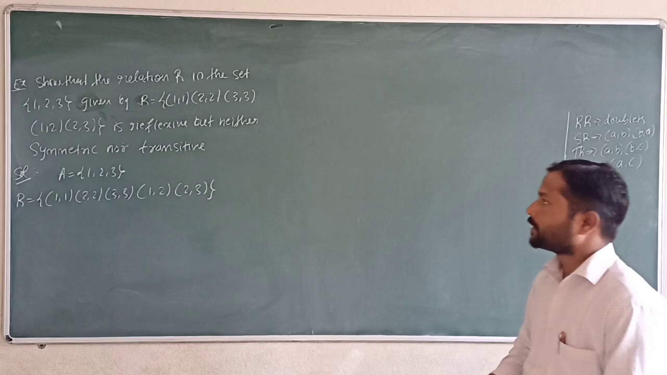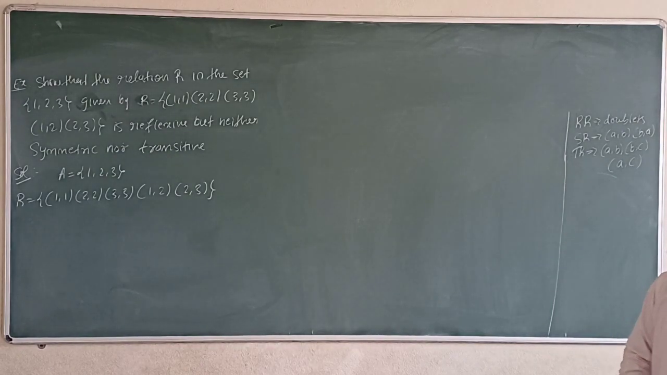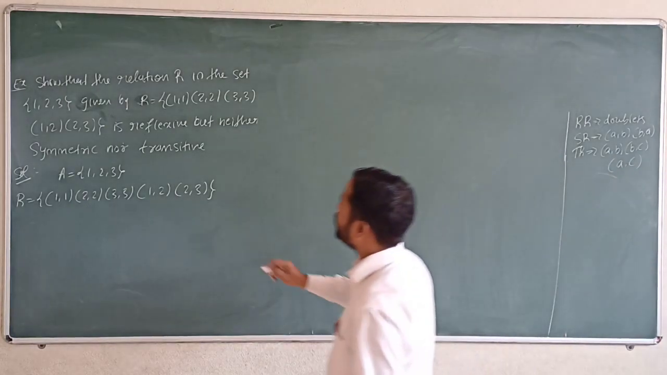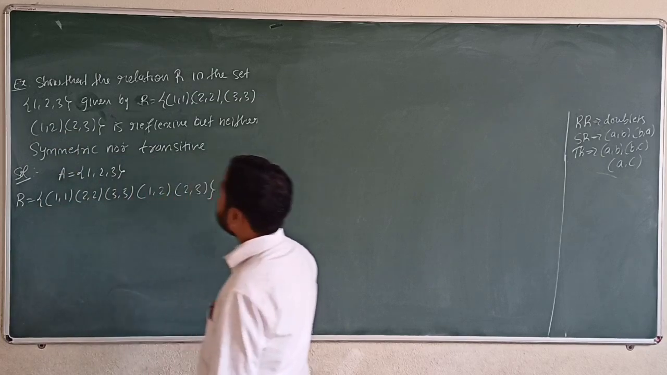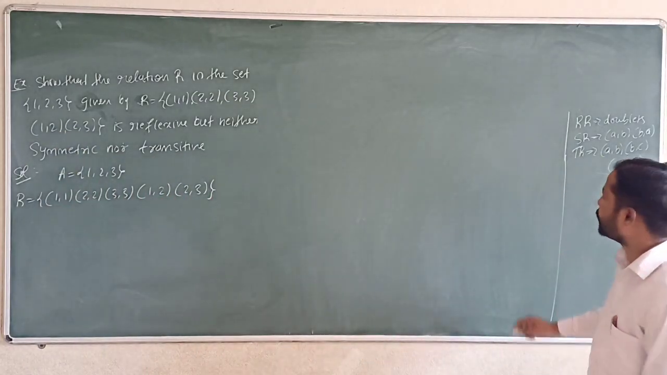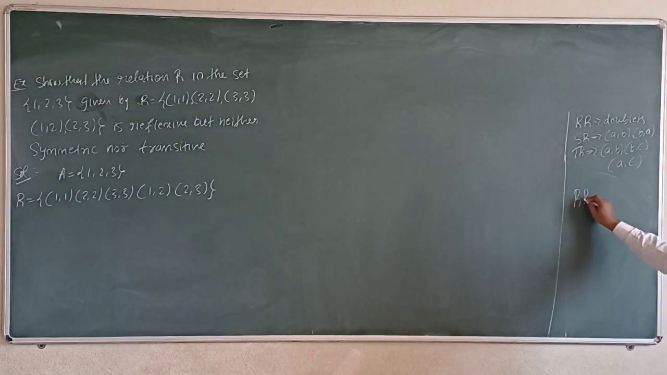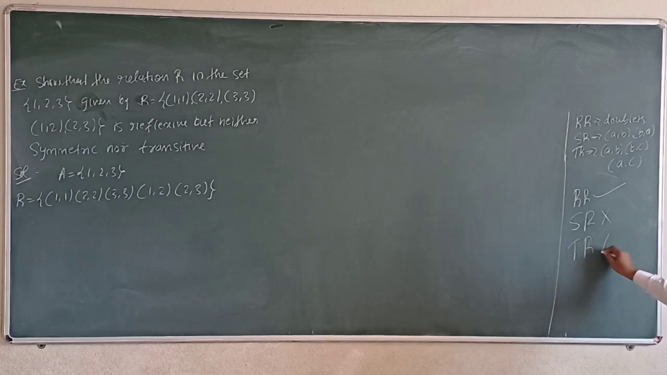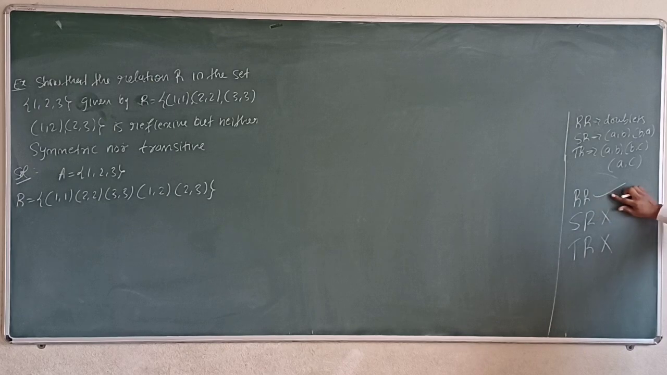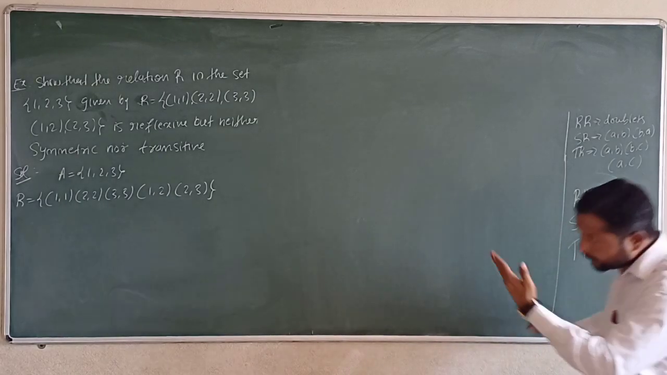Okay, take up the next, example number 3. Show that the relation R in the set {1, 2, 3} given by R = {(1,1), (2,2), (3,3), (1,2), (2,3)} is reflexive but neither symmetric nor transitive. The given relation is reflexive, but it is not a symmetric relation and not a transitive relation. Reflexive means the doublets must be there. Symmetric means the reverse must not be there. Transitive fails if there is (A, B) and (B, C) but no (A, C).